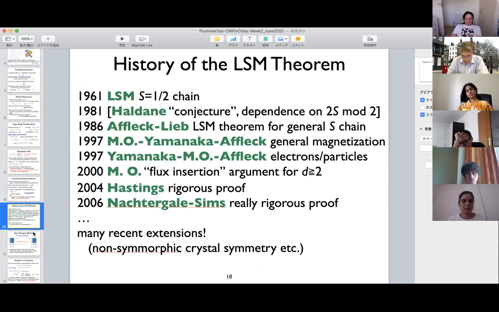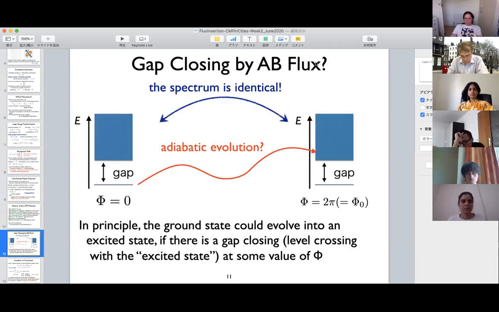Okay. So probably many of you are already familiar with this, but as I also mentioned last week, this kind of argument depends on the crucial assumption that this gap does not close by insertion of the flux. So my argument is something like this. First I assume the existence of a gap. That's fine, because otherwise I have gapless excitation. So that's part of the theorem. So it's okay to assume this gap.